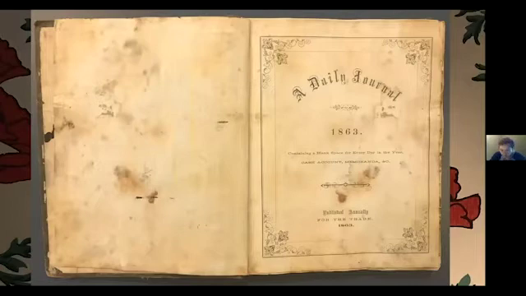Can anyone see what the year is? Feel free to type it in the chat. 1863 from Siena and Clyde. So yeah, this is a really old diary. Now, if anyone can do any quick math, does anyone know how many years ago this was?